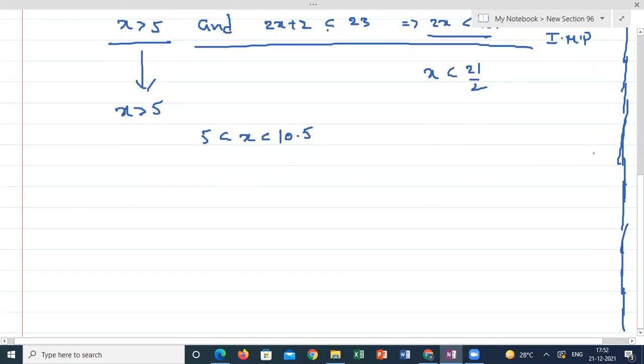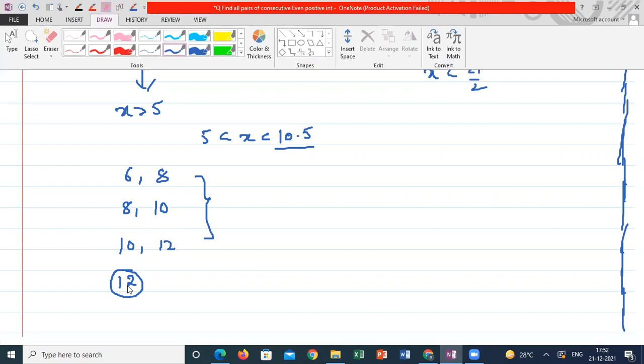Positive even integers. So I can write the first positive even integer after 5: 6 comma 8. Next is 8 comma 10. And 10 comma 12. These are the only possible pairs. I can't take the next one, 12, because x is limited. x is maximum 10.5, that means x plus 2 is maximum 12.5. So these are the three pairs which can satisfy the condition.